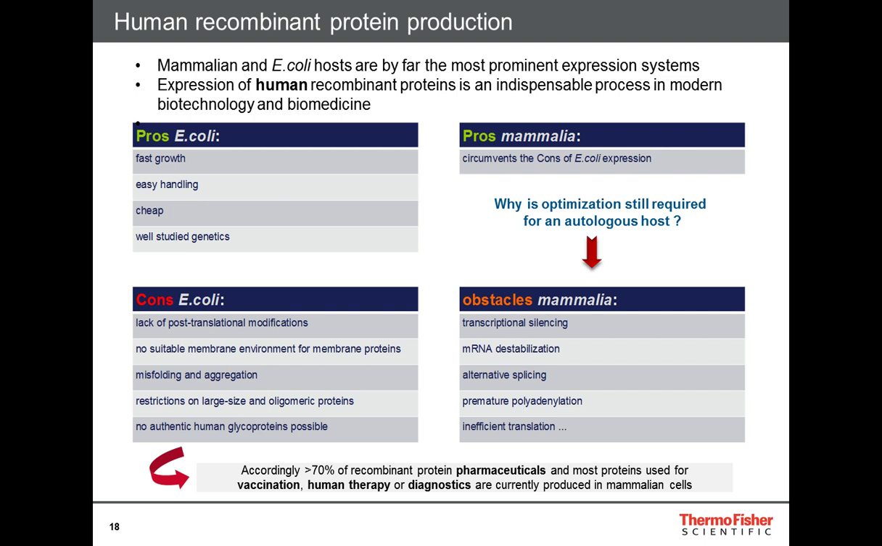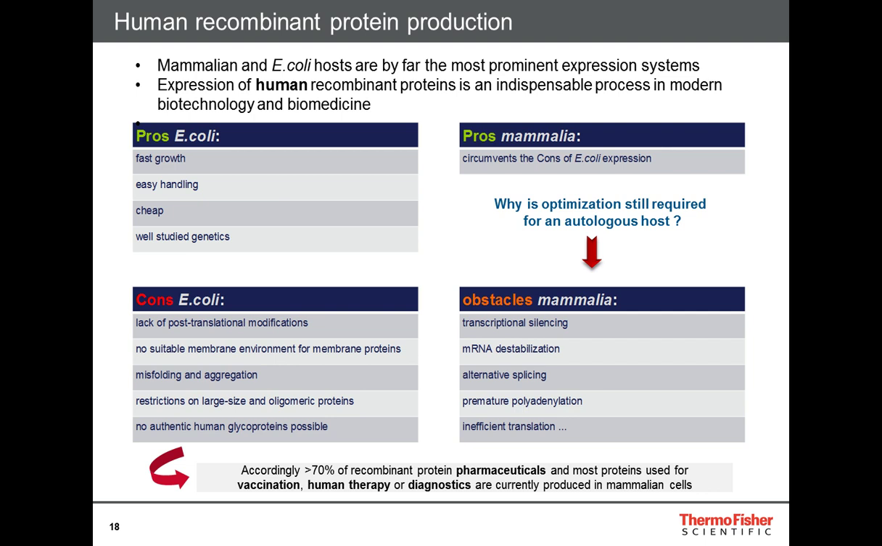Now about protein production. Many scientists, when they think about protein production, think about E. coli, because E. coli is fast, easy to handle, cheap, and well studied. But expression in E. coli has a number of disadvantages. It has no post-translational modifications, no membrane environment for membrane proteins. It often leads to misfolding, aggregation and inclusion bodies.